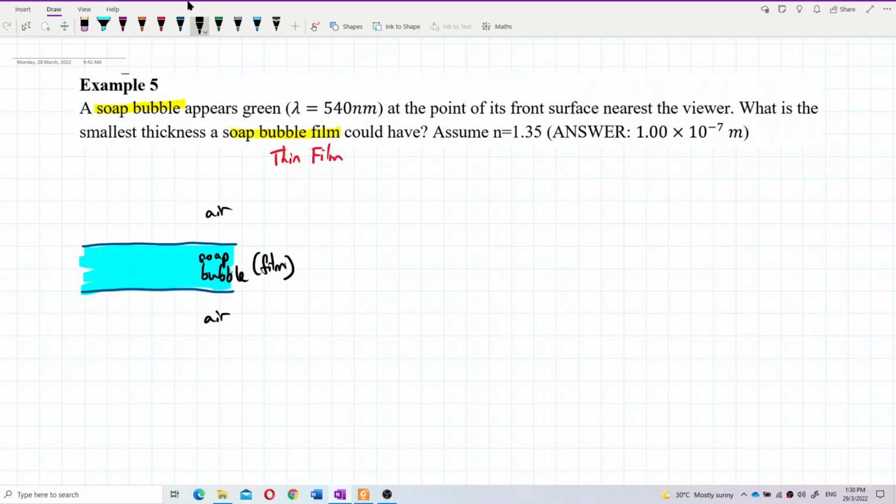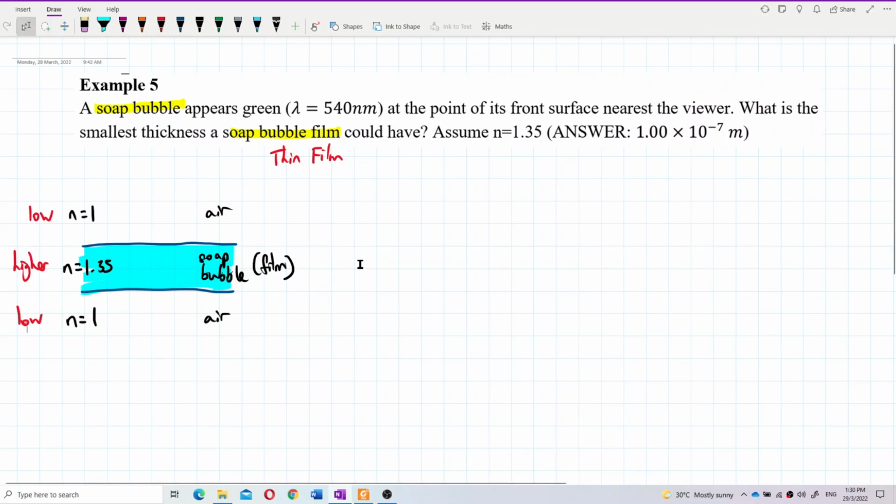So refractive index, this one is n equal to 1, this one is n equal to 1.35, and this one is n equal to 1. So you must draw it like this. This is low, then higher, and then back to low refractive index again. Now I want you to draw the ray coming from the air, and see how many times phase change happens.